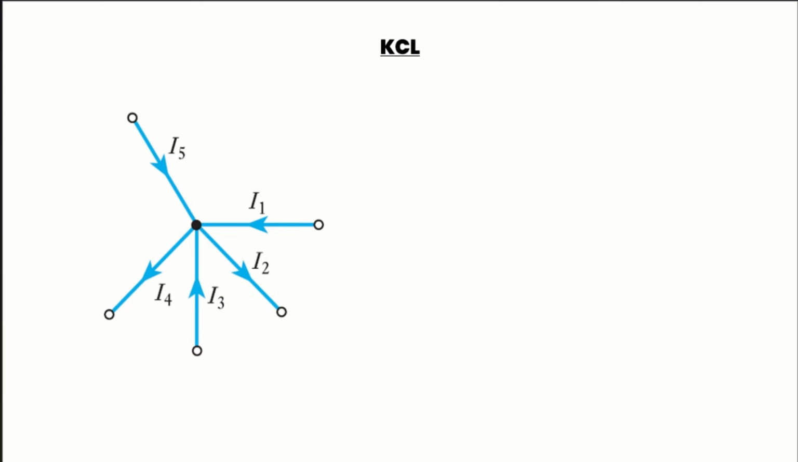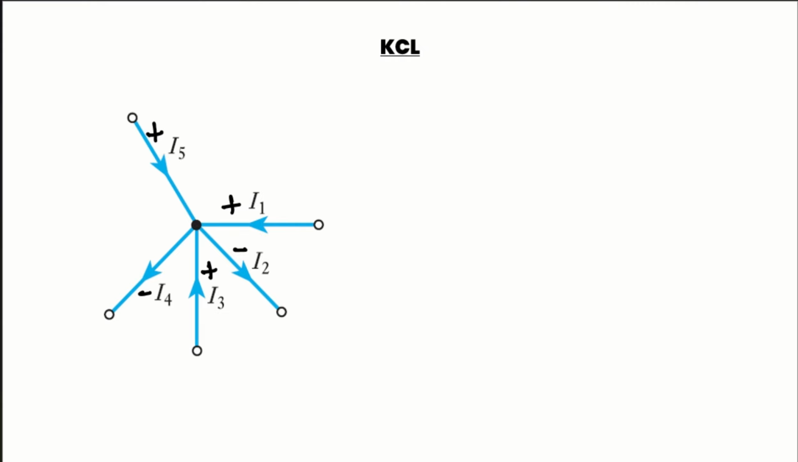If you look at the small example here, where you have a junction with several branches, in some branches the currents are coming towards the junction, like I5, I1 and I3, whereas I2 and I4 are going out from the junction. If we consider the current coming towards the junction as positive, then we can write plus I5 plus I1 plus I3. On the other hand, the current going out from the junction we consider as negative, so we write minus I2 and minus I4.